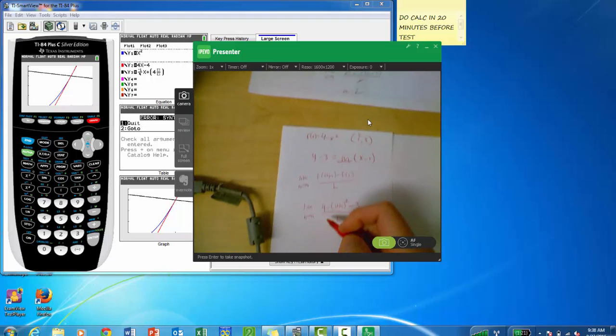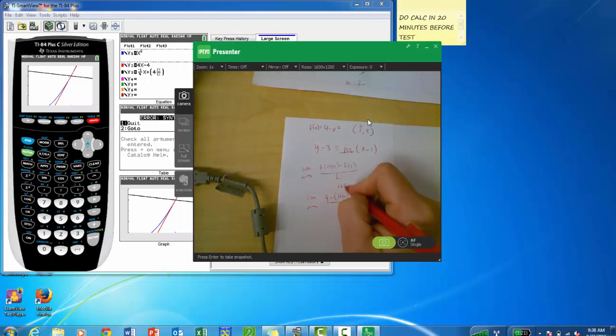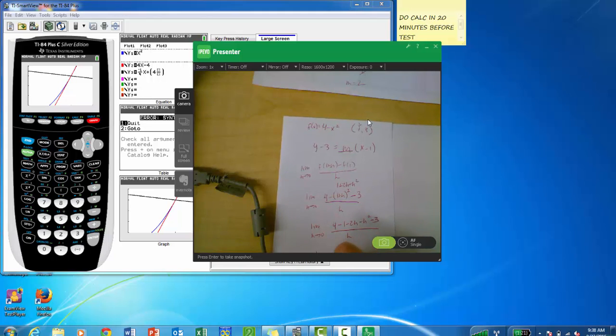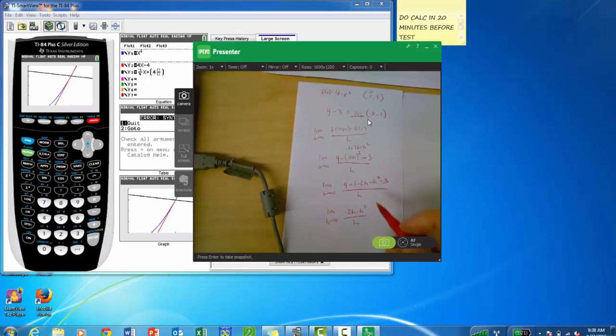So now I'm going to FOIL this, get 1 plus 2h plus h squared, and distribute the negative. So now I have the limit as h approaches 0 of 4 minus 1 minus 2h minus h squared minus 3 all over h. Combine like terms. 4 minus 1 is 3, minus 3 is 0. So now I just have negative 2h minus h squared all over h. Well, what do you want to factor out? An h. So I have negative 2 minus h all over h. Plug in 0 for h, and the slope is negative 2.